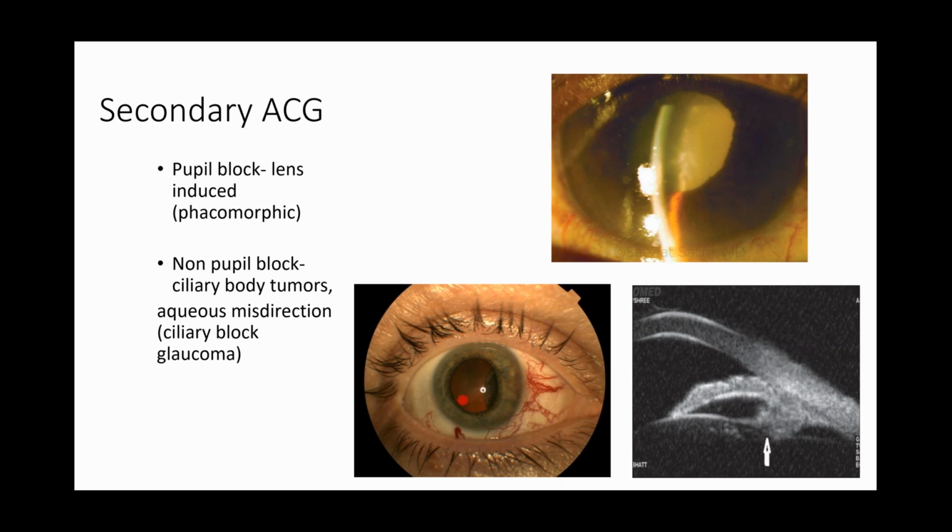of the pathology. Sometimes the ciliary body rotates anteriorly, which is called aqueous misdirection, leading to a malignant glaucoma or a ciliary block glaucoma. So these are the causes where the ciliary body is pushes the iris forwards without blocking the pupil. So non-pupillary block glaucomas.